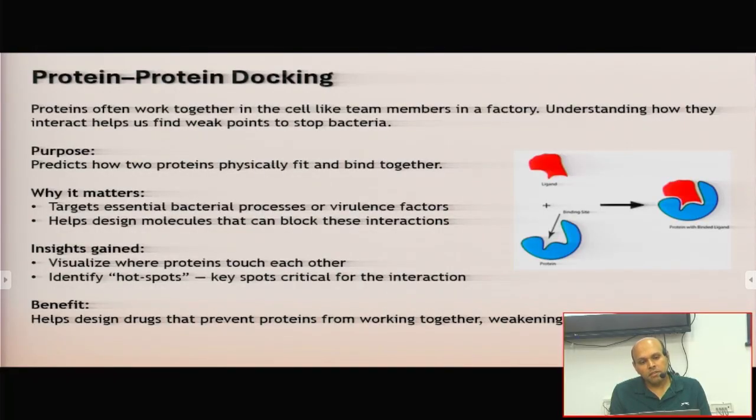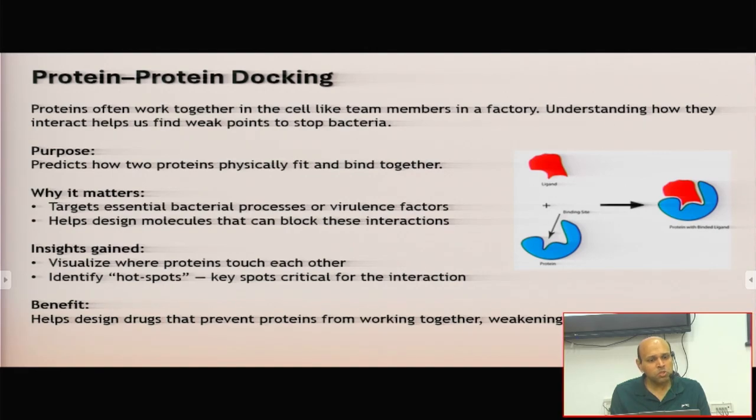And there you can see. So you can apply these methods in a variety of manner. So proteins often work together in cell like team members in a factory, understanding how they interact, and they help to find weak points to stop bacteria from proliferating.